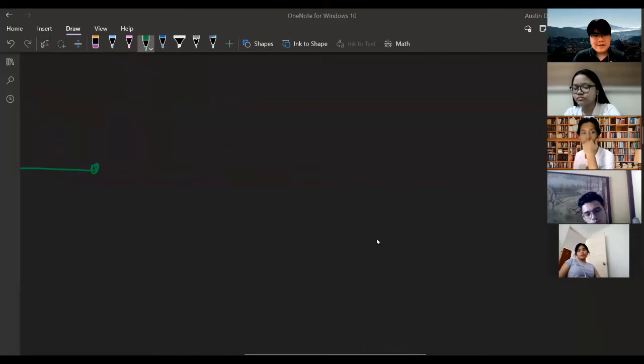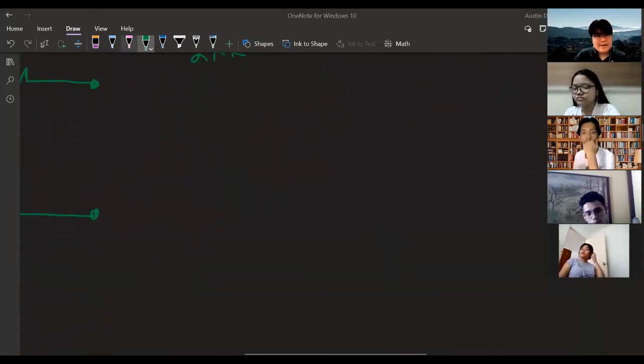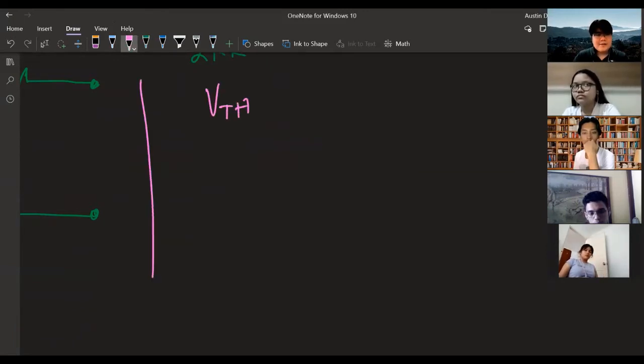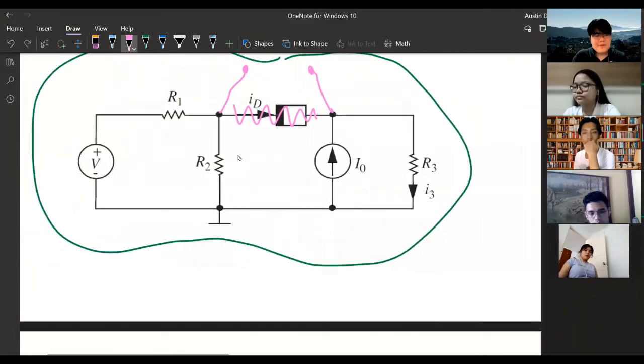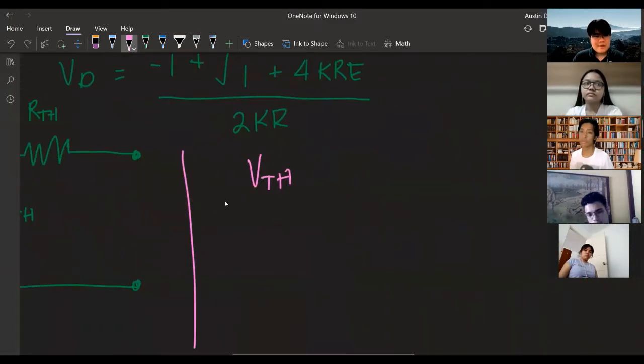Sige, solve natin. First things first, anong kailangan ko? VTH tsaka RTH. Kapag VTH, ano mangyayari? Babaklasin mo yung circuit. Tingnan mo kung ano yung epekto ng voltages dito sa mga nodes na ito. And then, dalawa yung source ko. So I can use my superposition para masolve itong problem na to. Okay?